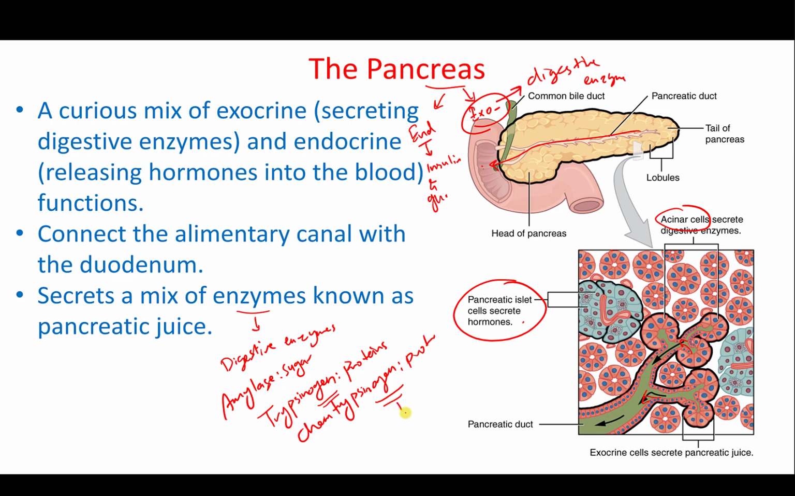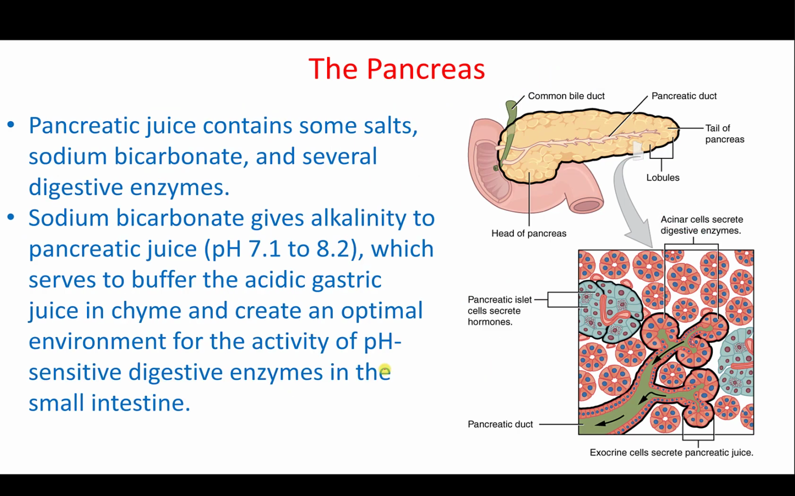Now remember, trypsinogen and chymotrypsinogen should remind you of pepsinogen as well. Those, we said, are the inactive forms of the enzymes. We produce them inactive because we don't want them to eat or consume those cells. They will get activated in the duodenum. In the duodenum, the trypsinogen will turn into trypsin, and chymotrypsinogen will turn into chymotrypsin. And they will, again, break down the proteins.